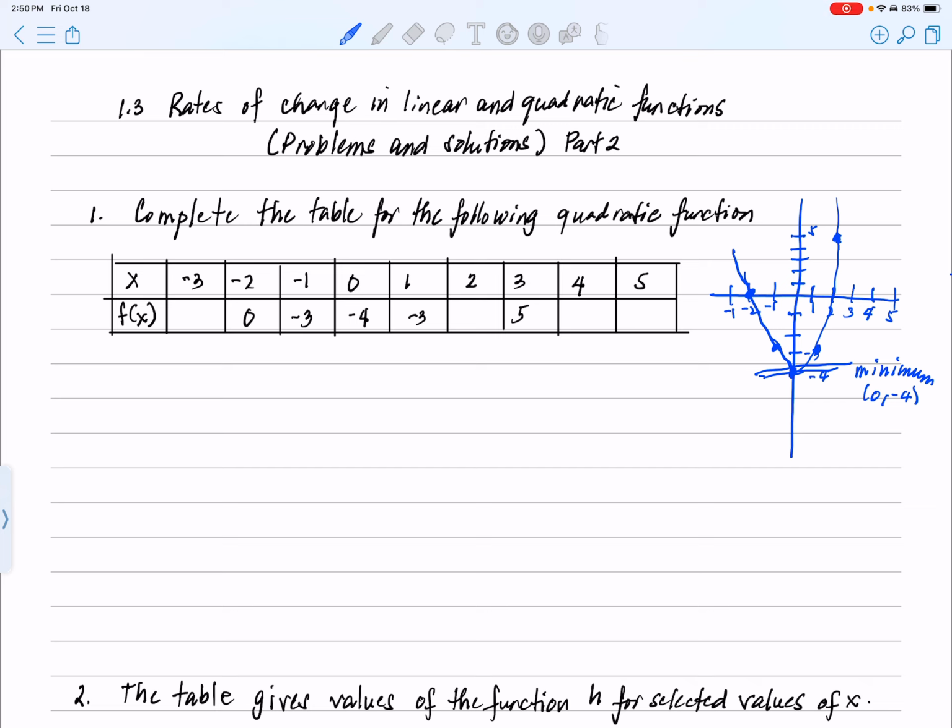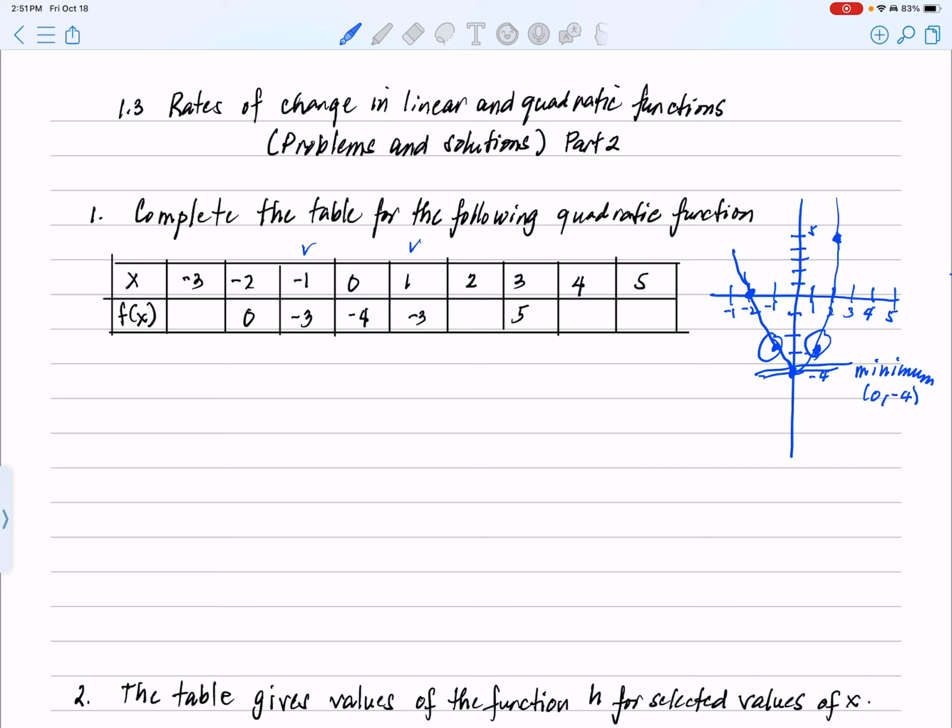All right. So we could see that the other half, the left side, is a mirror of the right side because of this point right here. We could tell. When it's negative 1, it's negative 3. When it's 1, it's negative 3. Okay? So we could find or determine right away some of our values. And then afterwards, we could get the first and second difference.